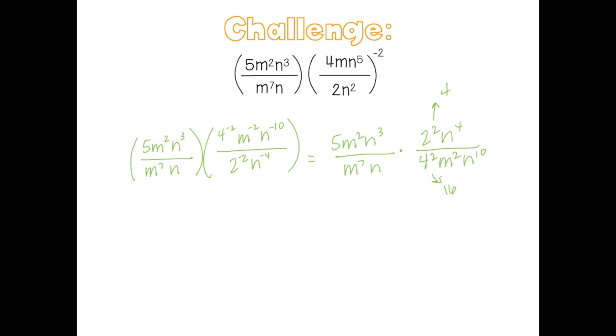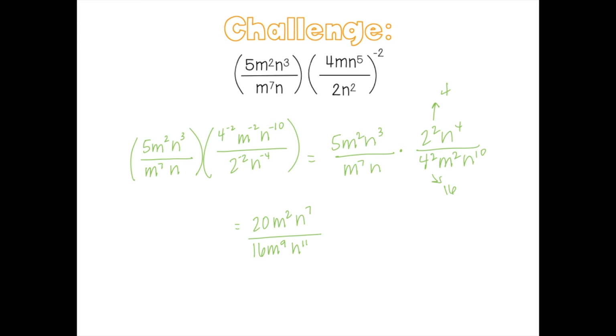Okay, so on top, I have 5 times 4, which is 20, that m squared, and then the n to the 3rd and n to the 4th, which gives me n to the 7th. And then on the bottom, I've got that 16, and then m to the 7th and m squared, that gives me m to the 9th, because I'm going to add, because of course we're multiplying, and the rule for multiplying is to add. And then I have n to the 1st, n to the 10th, which gives me that n to the 11th, like so. And now I just have to reduce that.